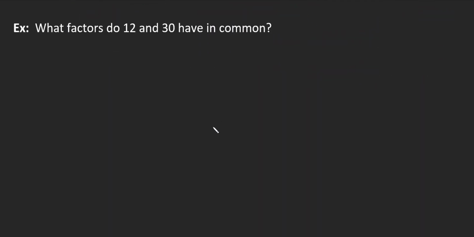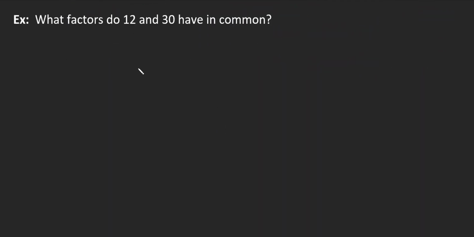Okay, so let's get back to the actual math. Forget redheads with glasses. What factors do 12 and 30 have in common? In order to figure this out, you might have to list the different factors. So, 12 is made up of 1, 2, 3, 4, 6, and 12.